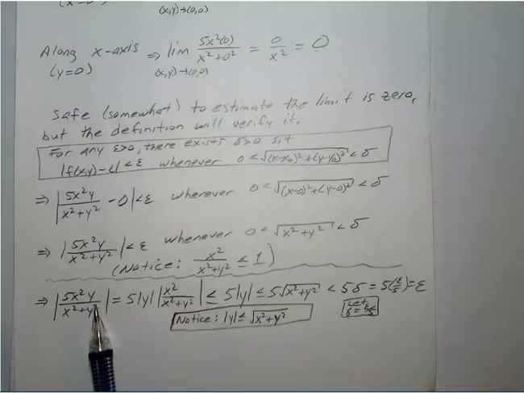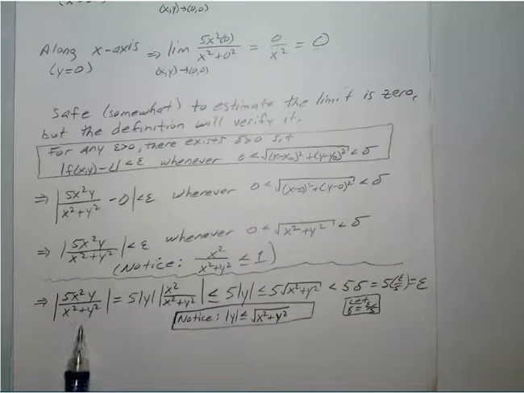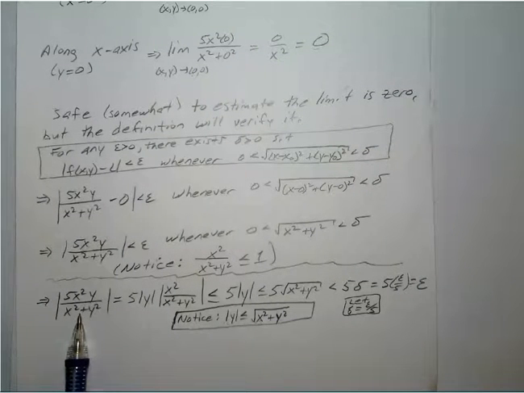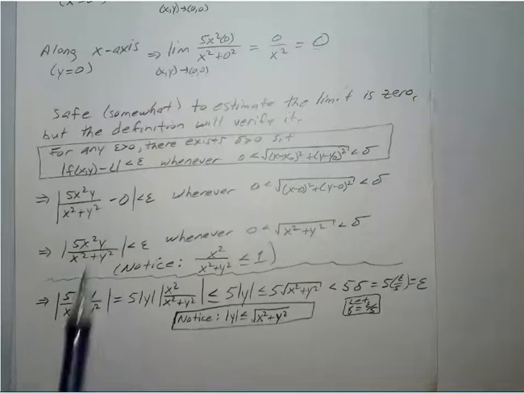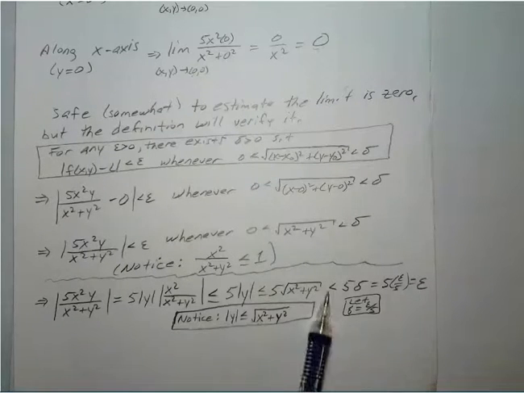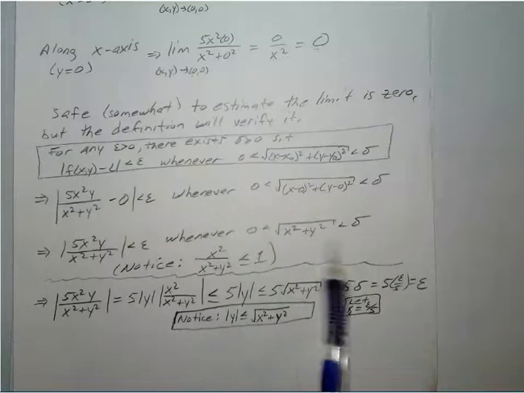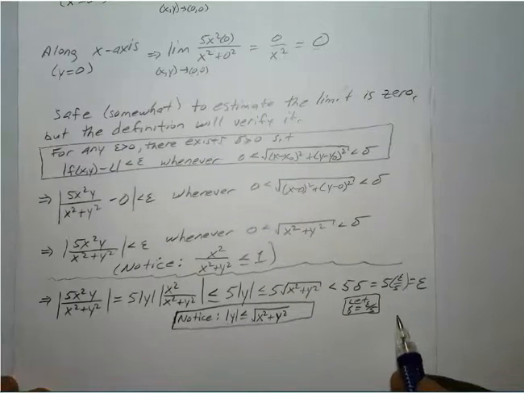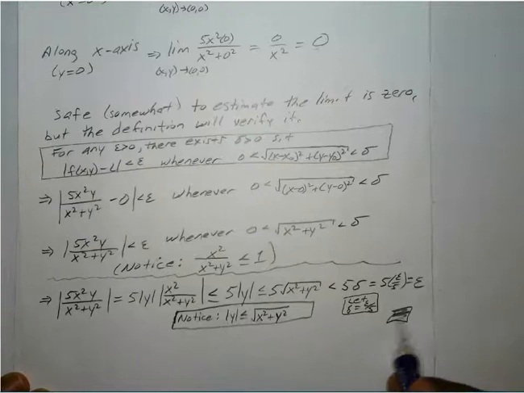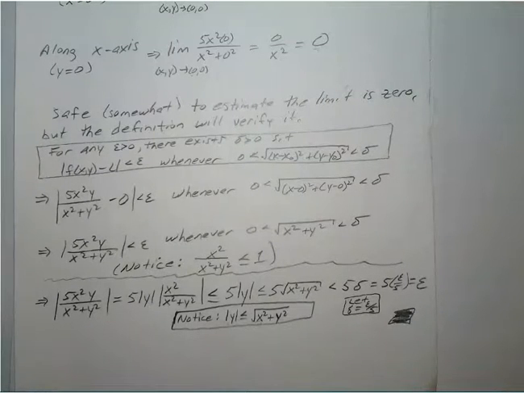Okay, so this long trail just showed us that the absolute value of our function minus the limit is less than epsilon whenever this is true. Okay, so this just proves that 0 is the limit.